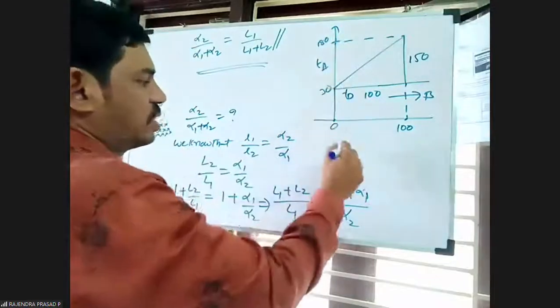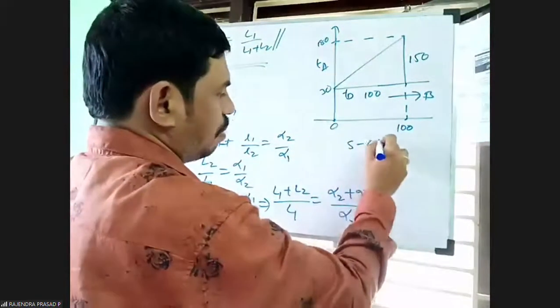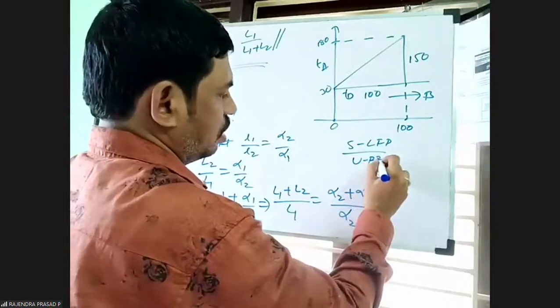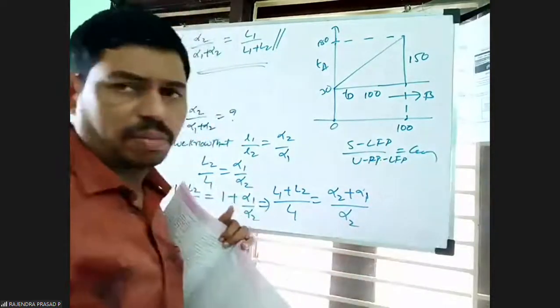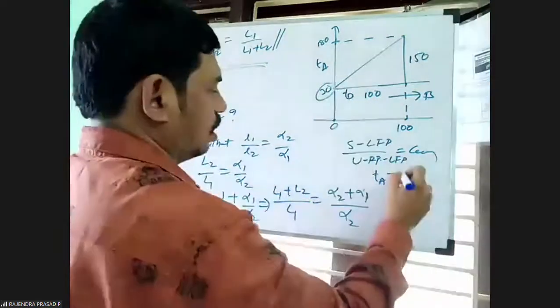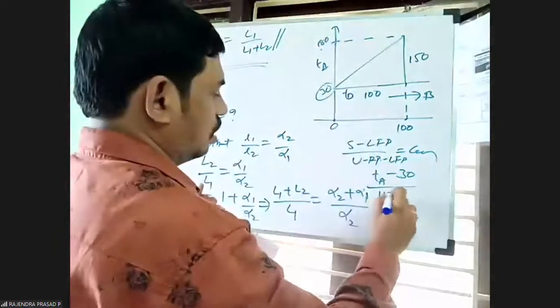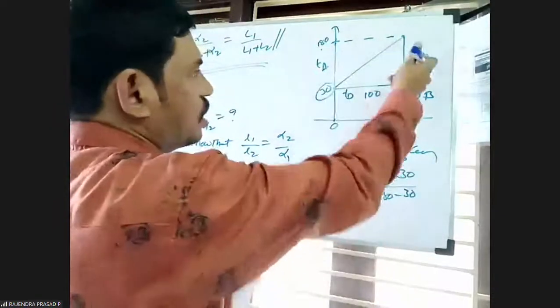Upper fixed point: TA minus what is the scale? Any scale: scale minus LFP by UFP minus LFP equals constant. For TA, TA minus what is the lower fixed point? 30. What is the upper fixed point? 180. 180 minus lower fixed point 30, the difference is 150.